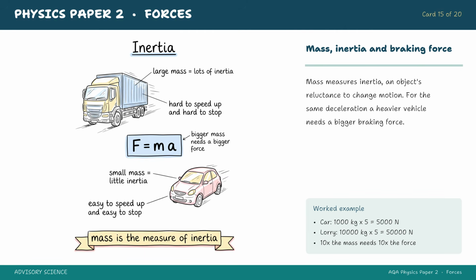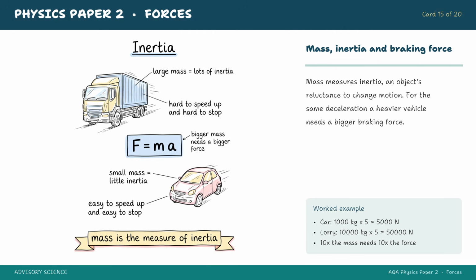Let's say 5 meters per second squared deceleration. Look at the formula. Force equals mass times acceleration, F equals ma. For a small 1,000 kilogram car, you multiply 1,000 by 5. The car needs 5,000 newtons of braking force to stop. But a heavy lorry has a mass of 10,000 kilograms. You multiply 10,000 by 5. The lorry needs 50,000 newtons of force.